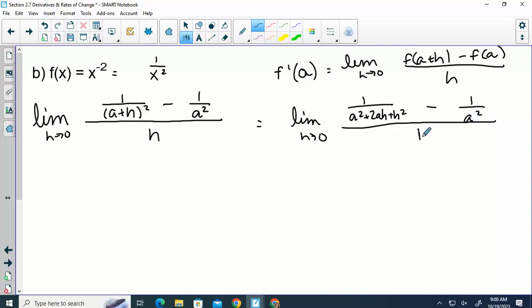Can I plug in my h right now, my 0? No, because we're getting 0 on the bottom of the fraction. If you want to add or subtract fractions, what do you have to have? Common denominator. So what I need to do is get a common denominator on the top. To do that, I'm going to have to take this first fraction times a squared on top and bottom. And this one we get a squared plus 2ah plus h squared on top and bottom.